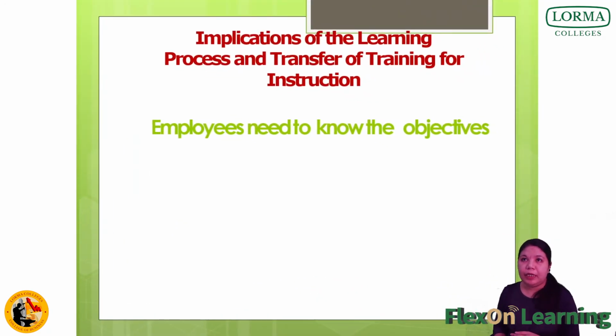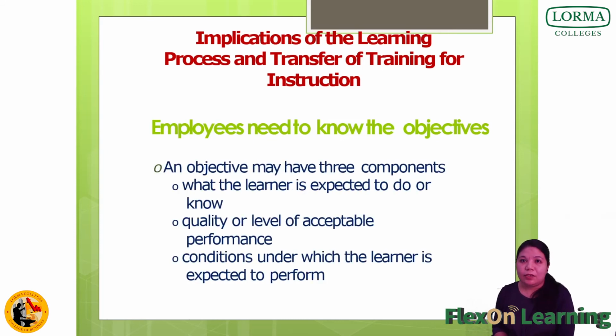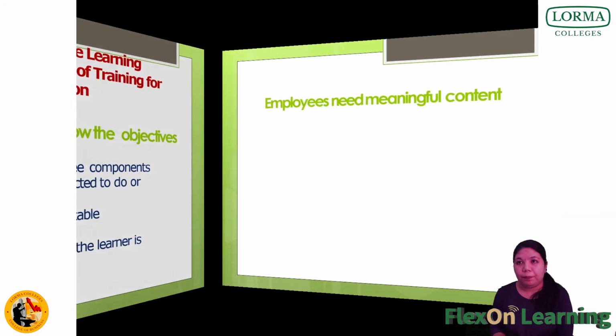Now, what are the implications of the learning process and transfer of training for instruction? Employees need to know the objectives. Of course, they need to know what I'm going to do with that kind of training. So, an objective may have 3 components: what the learner is expected to do or know, quality or level of acceptable performance, and conditions under which the learner is expected to perform.